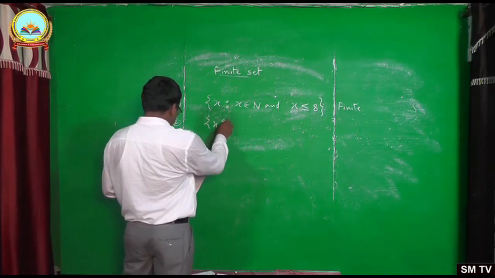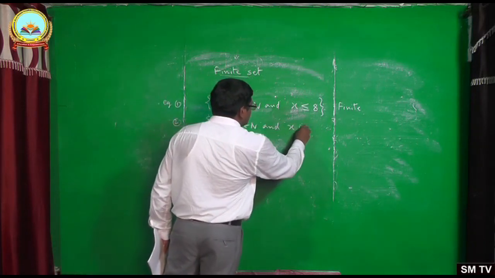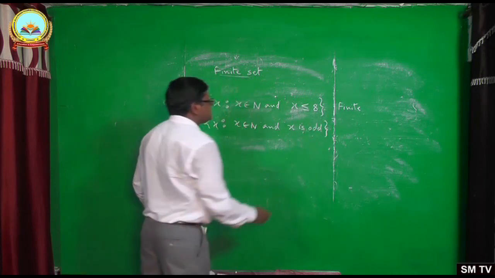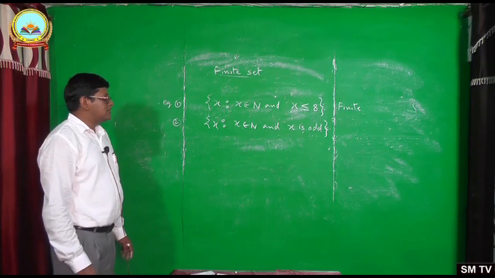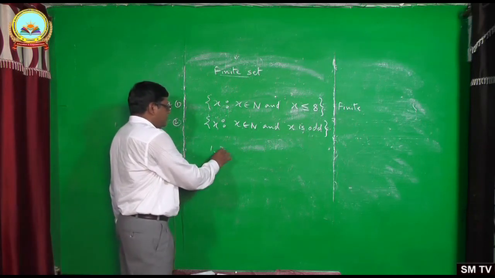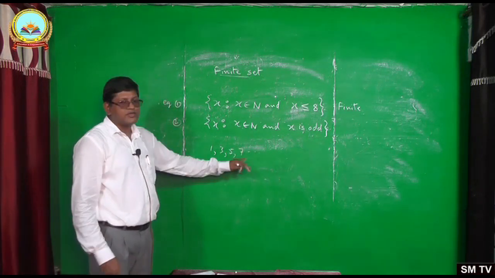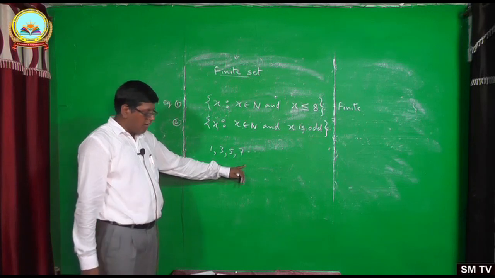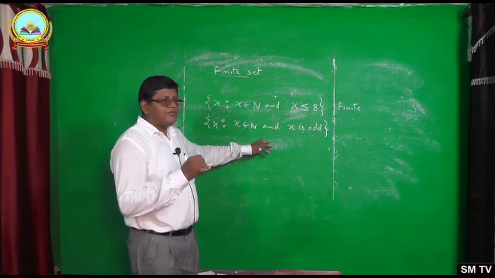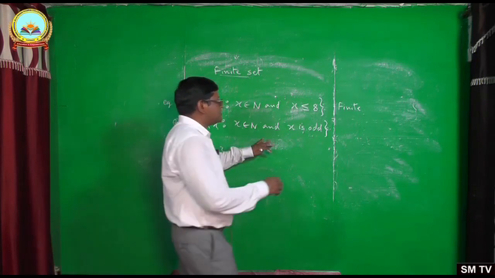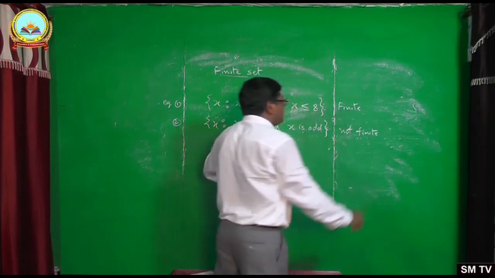Set of all x such that x belongs to N and x is odd. Is this a finite set? We know that 1, 3, 5, 7, etc. These are all odd natural numbers. There are infinitely many odd natural numbers. Therefore, this set does not contain a definite number of elements. Therefore, this set is not finite.